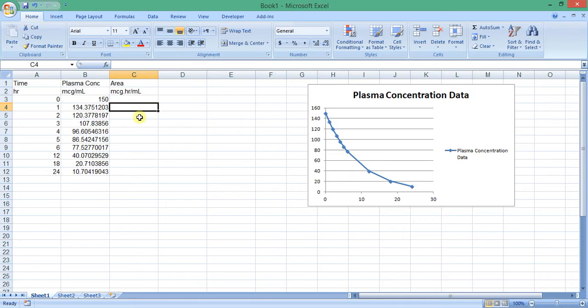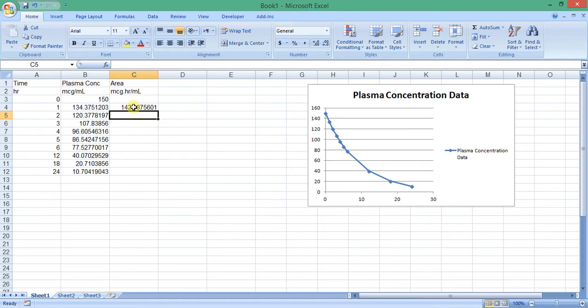So we will start from the second row. The area of the first trapezoid equals, open a bracket, the concentration at 0 time, the cell B3, plus the concentration at the first point, the cell B4, close the bracket, divided by 2, and then multiplied by, open a bracket, the time T1 minus the time T0, close the bracket, enter. This is the area of the first trapezoid.